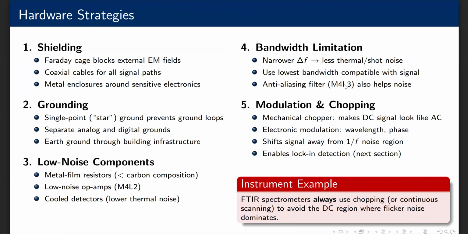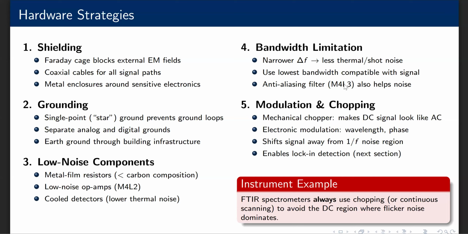So how do we avoid this? How do we reduce the noise? We have a number of strategies, and one is the hardware strategy. There are 5 hardware strategies for noise reduction. Shielding is the first, which means blocking external electromagnetic fields. A Faraday cage around sensitive electronics, coaxial cables with grounded shields, metal enclosures. This is why instruments have metal chassis, not plastic.